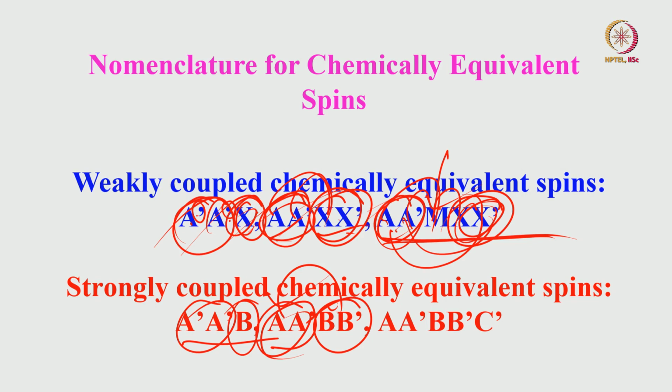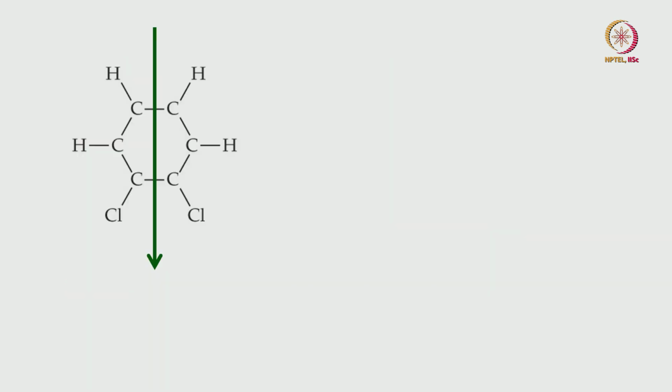A prime is strongly coupled because they are chemically equivalent, there may be a coupling; B prime are chemically equivalent, there may be a coupling; they are strongly coupled, and A and B are strongly coupled, A prime B are strongly coupled, like that. Similarly, you can have A prime, B prime, C, there is no C prime. That means A prime are chemically equivalent, B prime are chemically equivalent, together they are coupled to C, all are strongly coupled. This is the nomenclature used for chemically equivalent spins when they are strongly coupled.